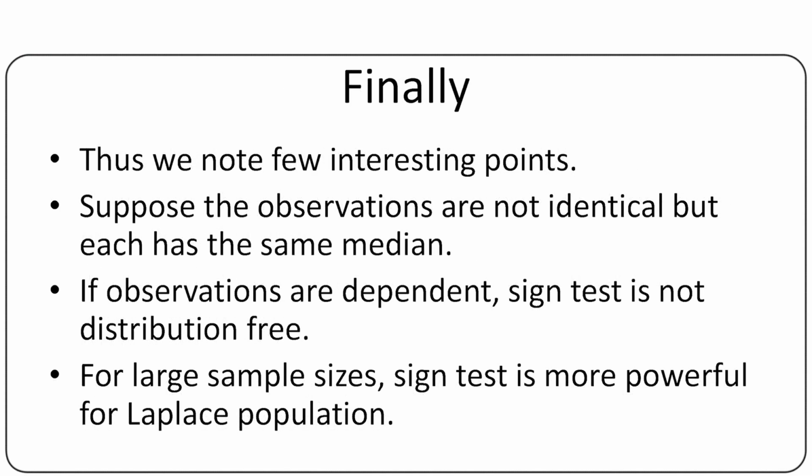Before we conclude, we note some interesting points. Suppose the observations are non-identical, but each has the same median theta naught under the null hypothesis. Then, sign test statistic has the same binomial distribution with parameters n and half. However, if the observations are dependent, sign test is not distribution free. Using a simple bivariate normal model, this can be observed. Lastly, it can be shown that for Laplace population, sign test gives higher power than the test based on t statistic for small values of n. But we shall discuss all these things while discussing asymptotic relative efficiency.